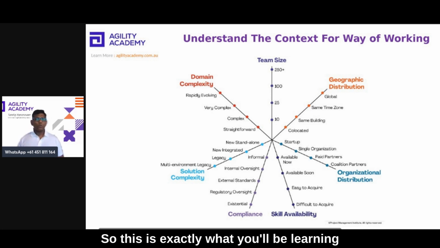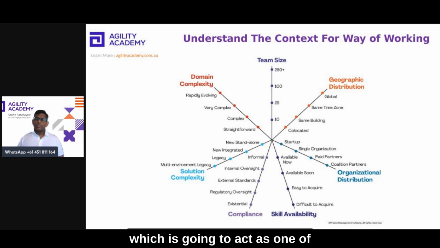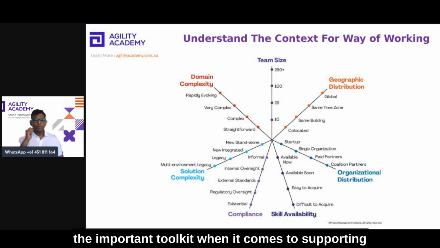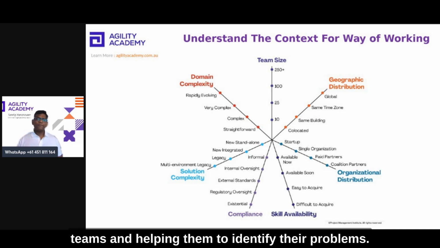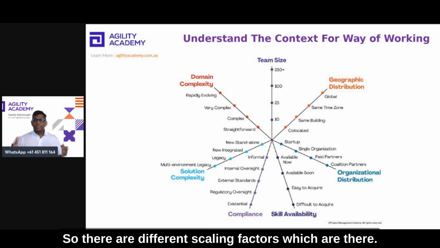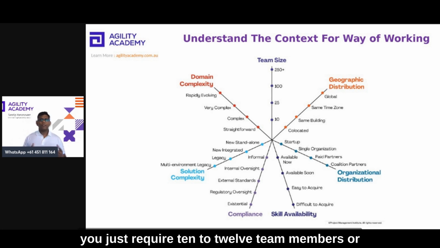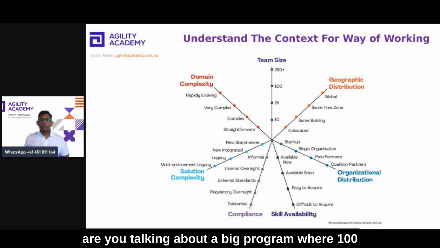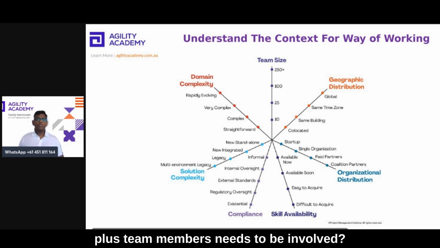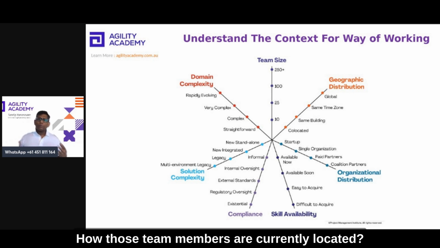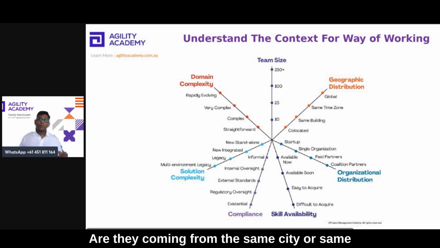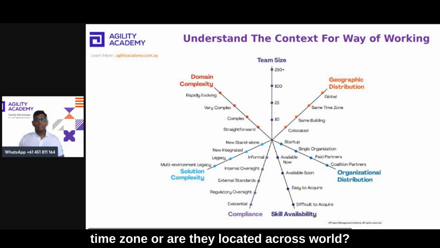So this is exactly what you will be learning, which is going to act as one of your important toolkits when it comes to supporting teams and helping them to identify their problems. There are different scaling factors. The first one is team size. Are you going to support a team where you just require 10 to 12 team members, or are you talking about a big program where 100 plus team members need to be involved? How are those team members currently located? Are they coming from the same city or same time zone, or are they located across the world?